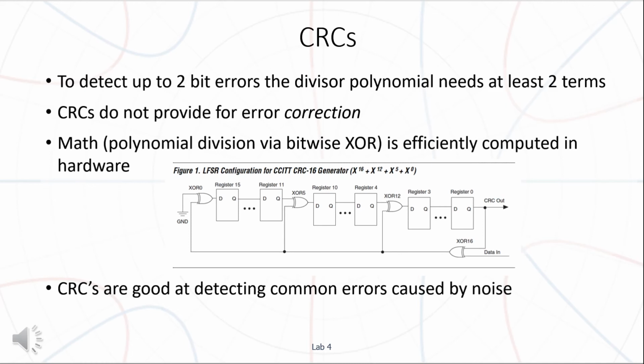Again, they're not used for detecting if somebody's trying to change specific data, because CRCs can be recomputed and the data can be manipulated to produce the same CRC. So it's not meant for security purposes, but it is used for correcting for errors induced by noise.